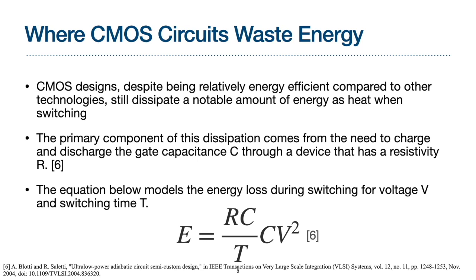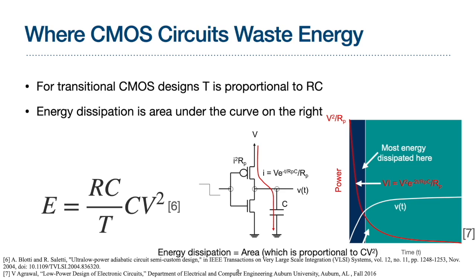The equation below models the energy loss with a given switching voltage V, capacitance C, resistance R, and switching time T. As you might be able to tell, if the switching time can be increased, the energy consumption of the circuit can be decreased. I should note, however, that this assumes that there is no short formed between VDD and ground due to the pull-up and pull-down networks being active simultaneously.